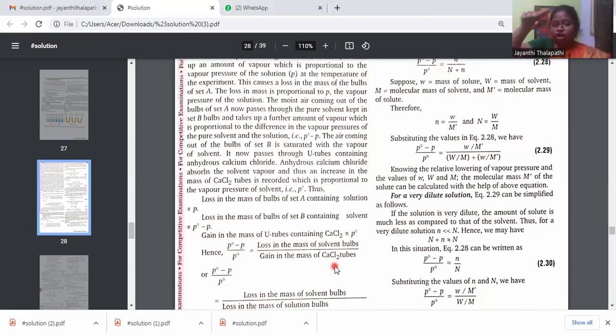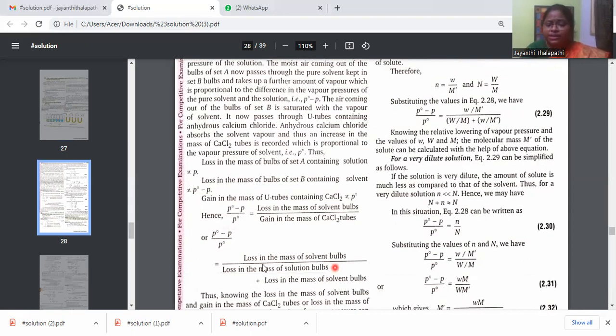So in the solvent, what is the loss? It is given by the gain in calcium chloride. Which means the loss in mass of solvent is the loss in mass of the solution bulb plus the loss in mass of the solvent bulb, together, because both are there in calcium chloride, right? So by doing this, you will get the relative lowering of vapor pressure.